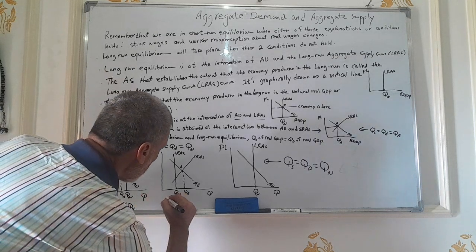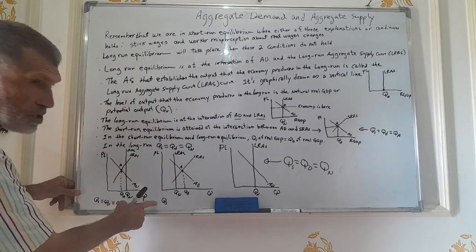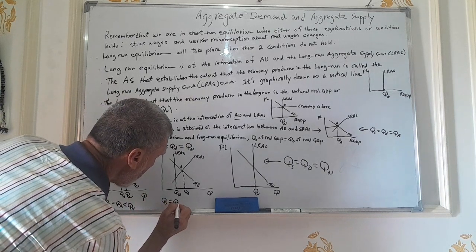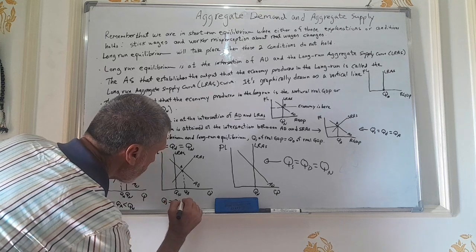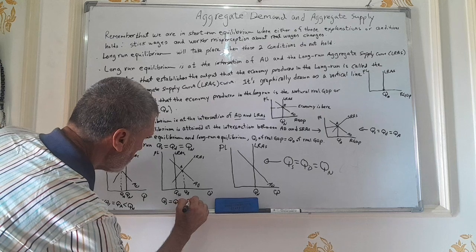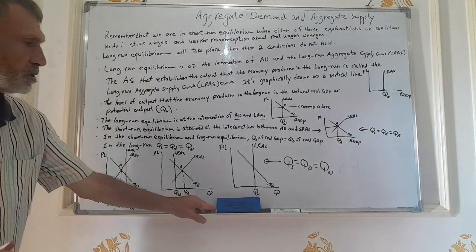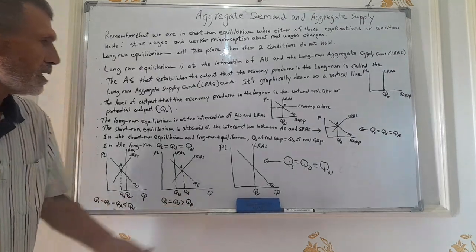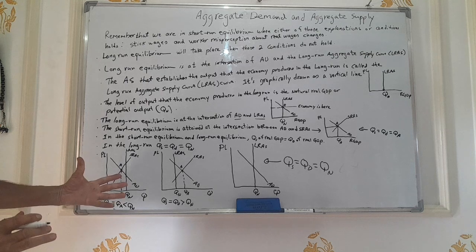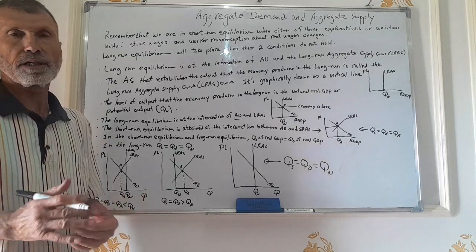Over here, quantity supplied of real GDP is equal to quantity demanded of real GDP, of course, and this one is greater than QM. This is what you see over here. So of course, these are the graphs regarding the short-run equilibrium and long-run equilibrium.